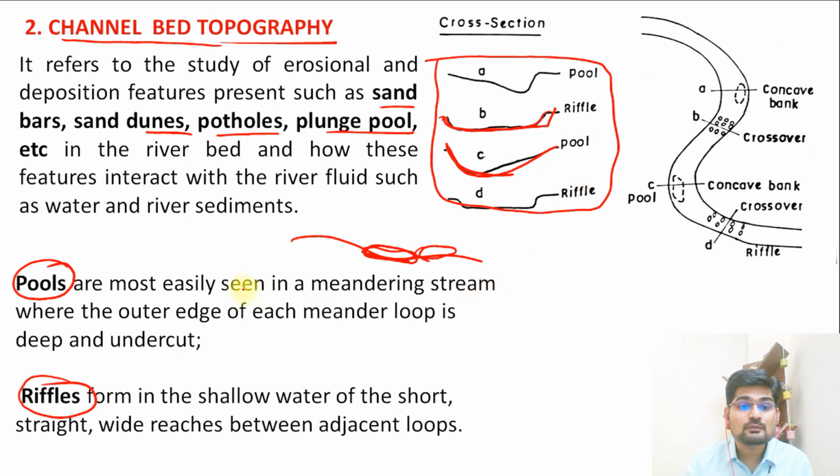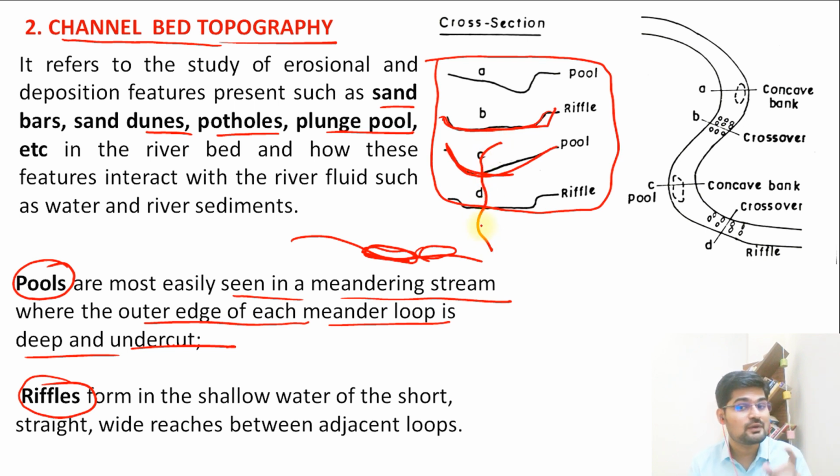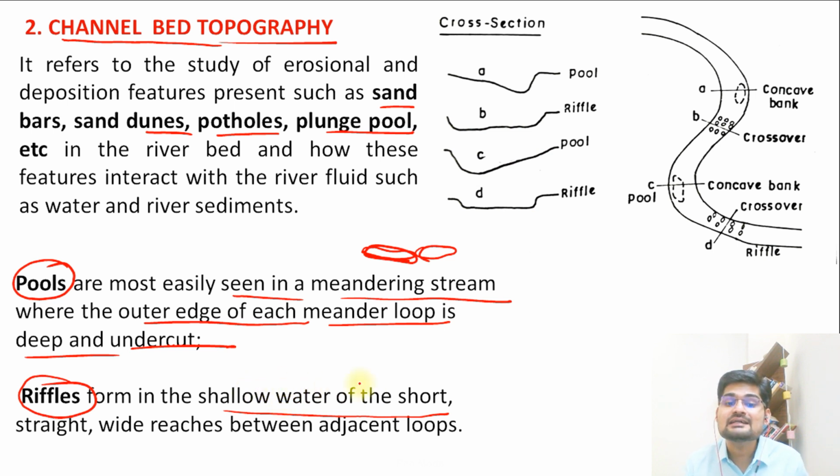undercutting. So pools are more easily seen in a meandering stream, where the outer edge of each meander loop is deep and undercut. So it is actually in the thalweg area, remember, the pool part. But a riffle is basically a shallow water zone which is largely of straight nature. If you observe this particular cross-section profile, which is wider, this is the part of the cross section where you have these riffles and you have certain pools. So a pool is deeper and a riffle is actually broader and shallower in nature and coarser in nature. That is important here in channel bed topography.